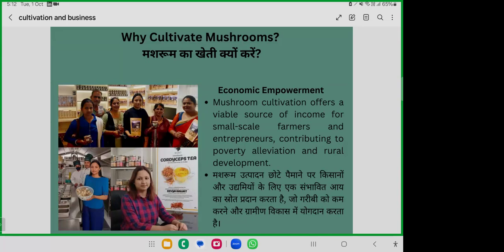So what we are doing in the entire Uttarakhand, through mushroom cultivation, we are providing them a very good source of livelihood. And if one wants to start this business, they can start within like 10 to 15,000 rupees. We made this very affordable for the farmers, and very simple and easy, so that they should earn a good amount of money. So through this economic empowerment, mushroom cultivation offers a viable source of income for small scale farmers and entrepreneurs, contributing to poverty alleviation and rural development.